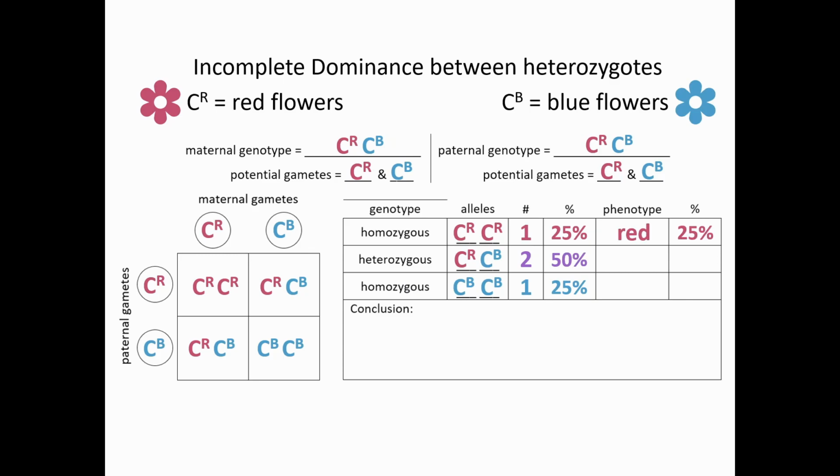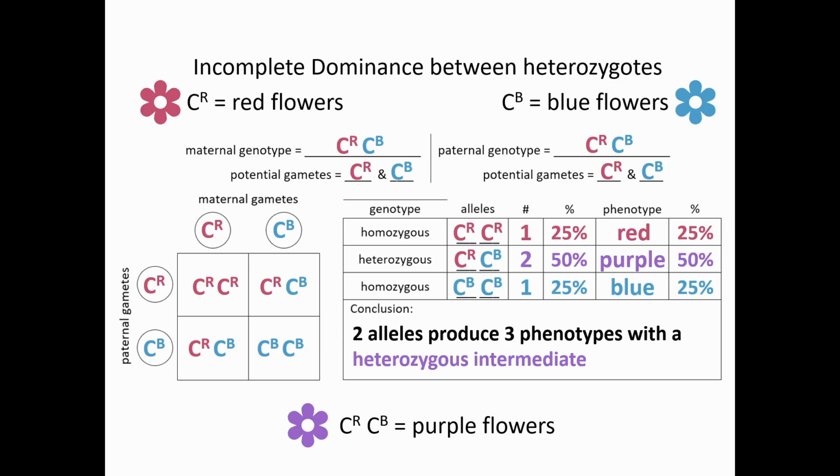This gives us a 1:2:1 ratio for color, with one individual being red, two being purple, and one being blue. And so even though we only have two alleles, we see three different phenotypes because the heterozygote is an intermediate between the two homozygous genotypes.